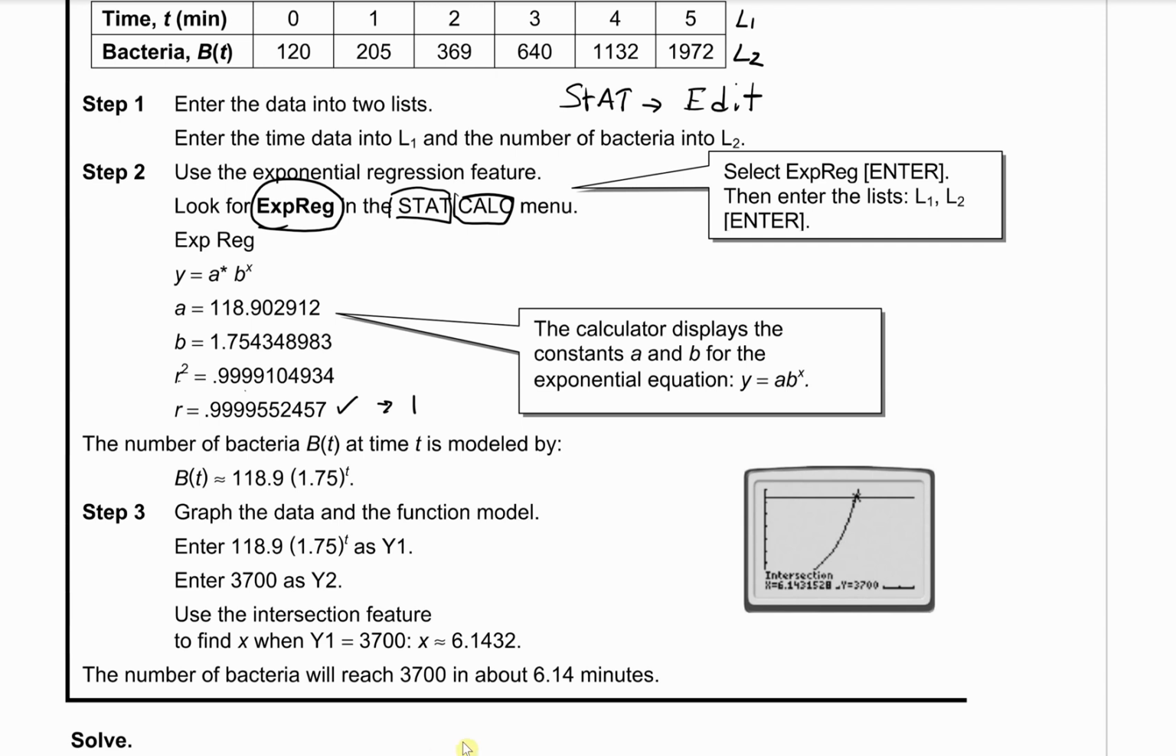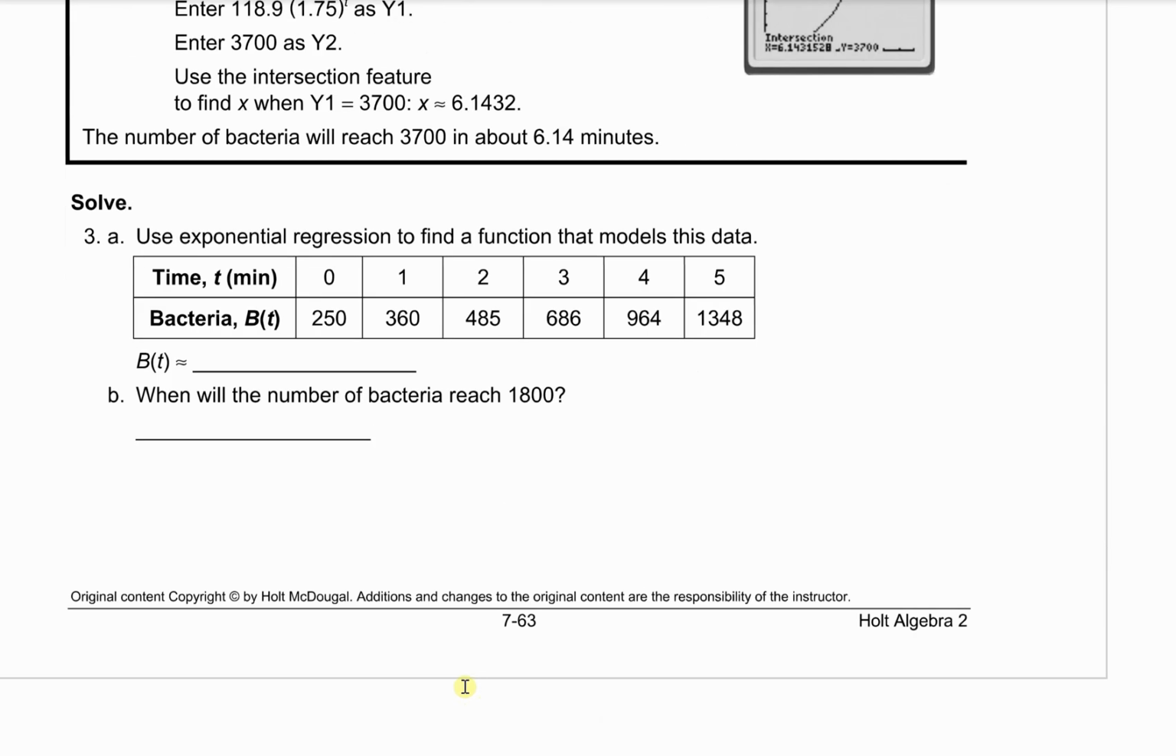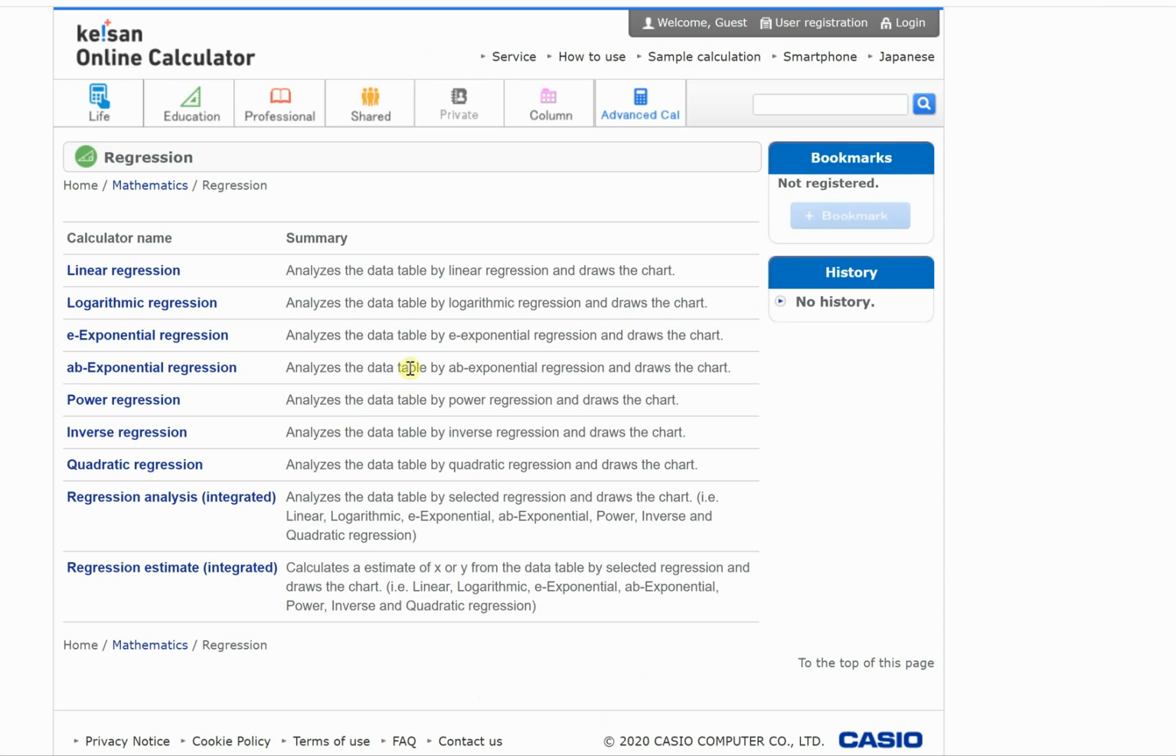All right, so let's see. We'll do this on the calculator first, and then I'll show you. Actually, you know what? I'm going to show you the other method first. If you don't have a graphic calculator at home, this is what you're going to do. And I'm going to put this link into the folder. But if you go to this site, Keisan Online Calculator, I'll give you the link, but it's at keisan.casio.com. If you notice here, they've got all these different types of regressions.